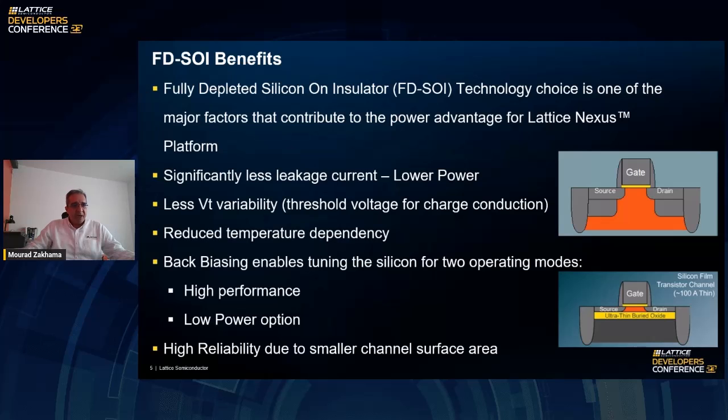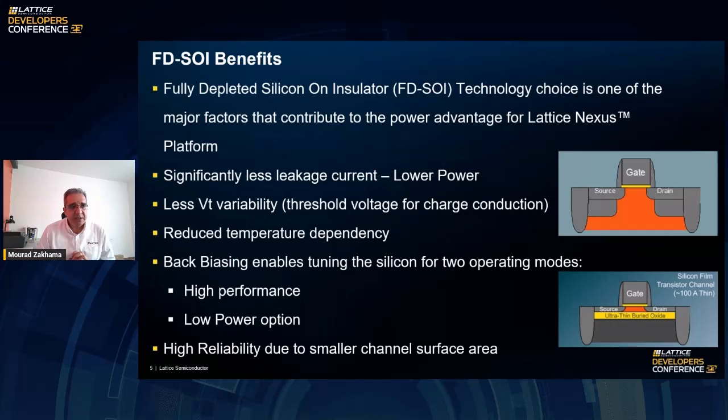Back biasing in theory could be utilized dynamically on a block by block basis, but in the Nexus platform this is not possible. You should have the full device as either low power or high performance. For the same part number, by software programming, you can tune the device for low power or high performance by tuning this biasing current.